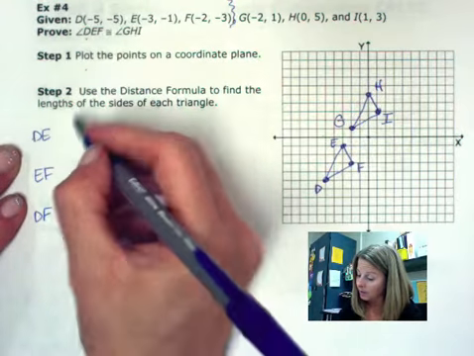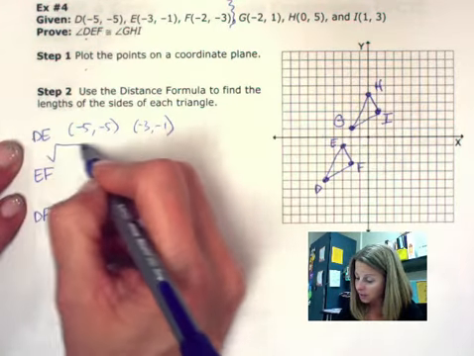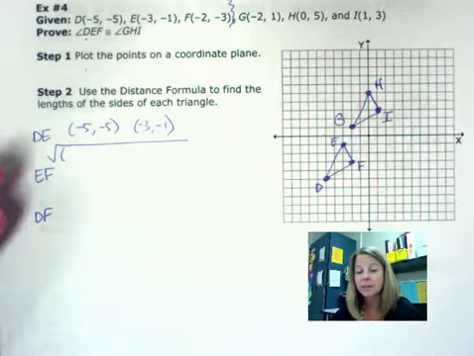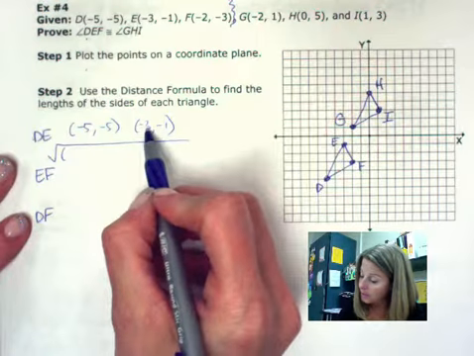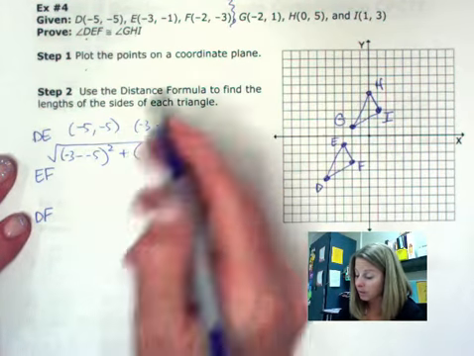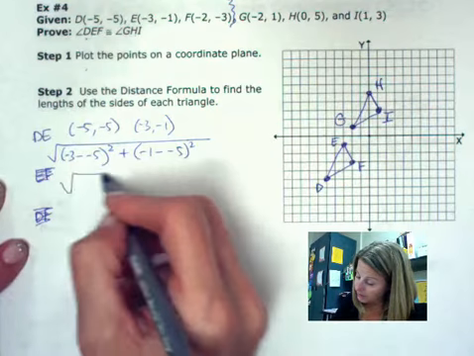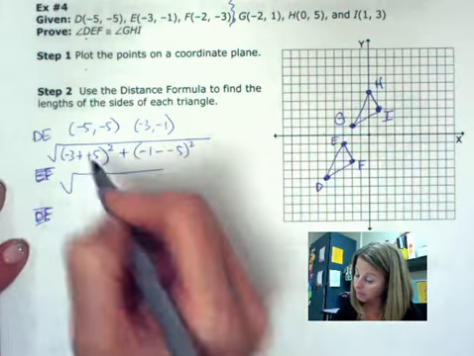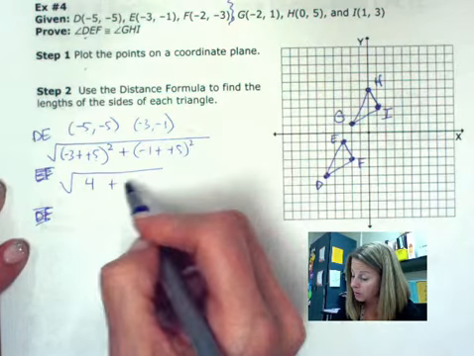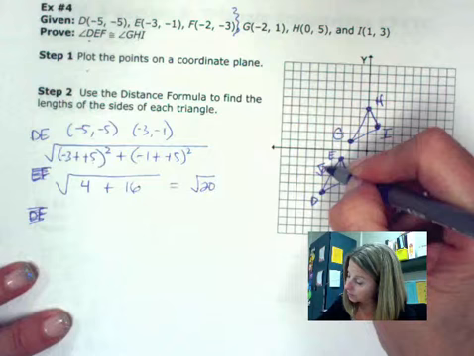Now, for DE, the ordered pairs are -5, -5, and then E is -3, -1. So I need to plug into the distance formula. The distance formula, remember, is to subtract the two x's and square it, and then subtract the two y's, square it, and add those together. So I'm going to do -3 minus -5, squared, plus your y minus y, -1 minus -5, squared. Looks like I'm going to need a little more room here. So -3 minus -5, these two become positive. So in parentheses that gives me 2, and 2 squared is 4, plus, make those positive, that's 4, and 4 squared is 16. So that is going to be the square root of 20, which I'm going to leave as the square root of 20.